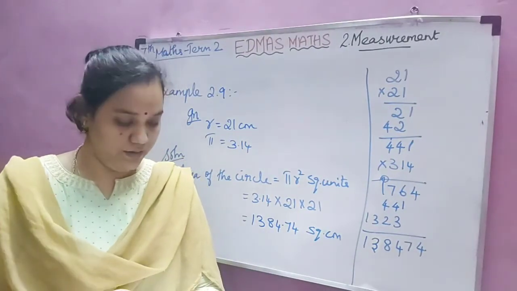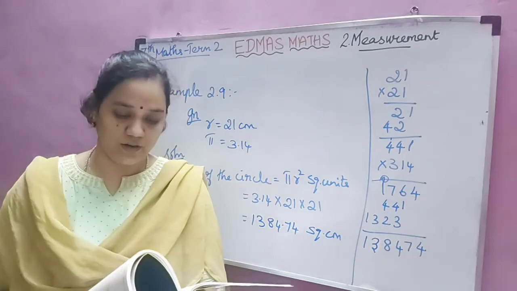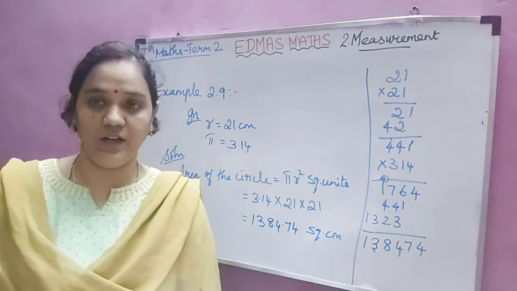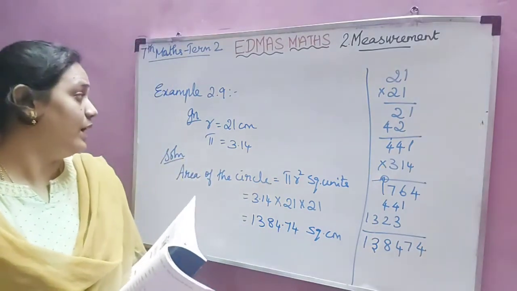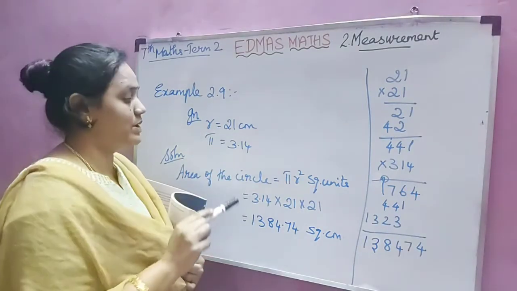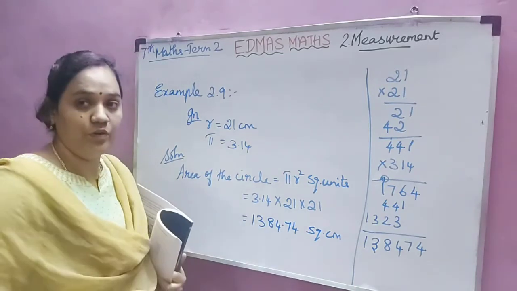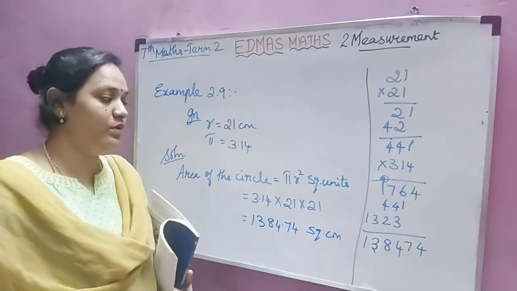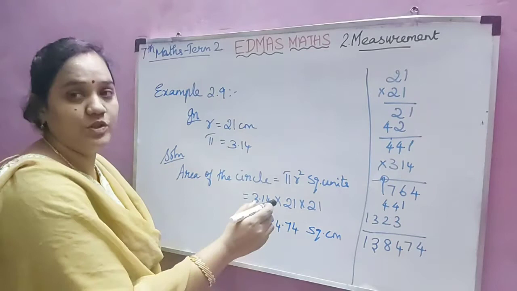Example 2.9. Find the area of the circle of radius 21 centimeter. Use pi equal to 3.14. Here in this problem they have mentioned we have to use the value of pi as 3.14. I have done the problem here. What is given? Radius is given as 21 centimeter and pi value is 3.14. Now the solution: area of the circle is equal to, we know the formula, pi r square units. Now we have to substitute the values.